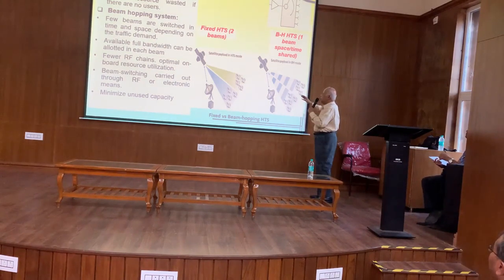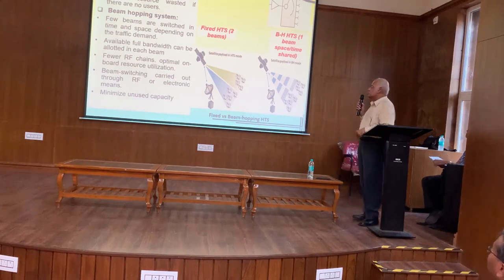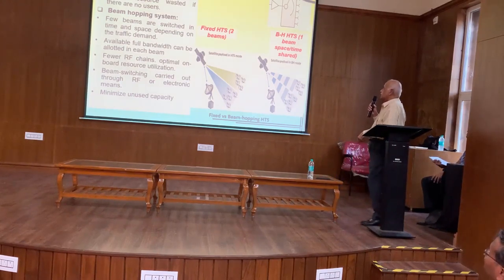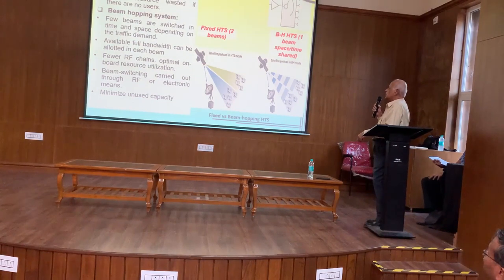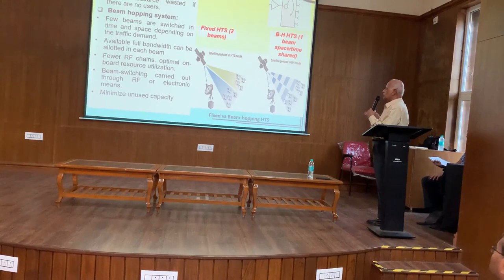This is another scheme. I will read out. Coverage provided by a fixed beam at a given location at all times. Resource wasted if there are no users. This is the disadvantage of fixed beam system. In a beam hopping, few beams are switched in time and space depending on the traffic demand. Available full bandwidth can be allocated to each beam. Fewer arm chains, optimal onboard resource utilization. Beam switching carried out through RF or electronic means, minimum unused capacity.